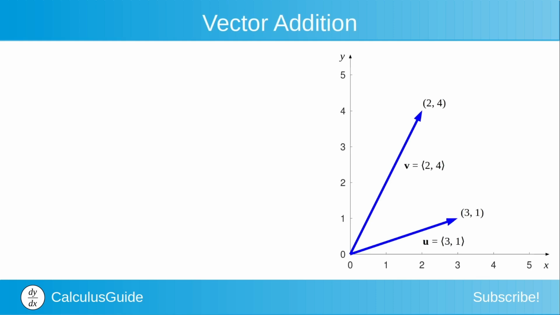I'll now describe and explain vector addition. I'll first demonstrate this geometrically, and I'll then demonstrate vector addition using vector components. Shown to the right are two vectors, u and v. The component form of the vector u is ⟨3, 1⟩, and the component form of the vector v is ⟨2, 4⟩.